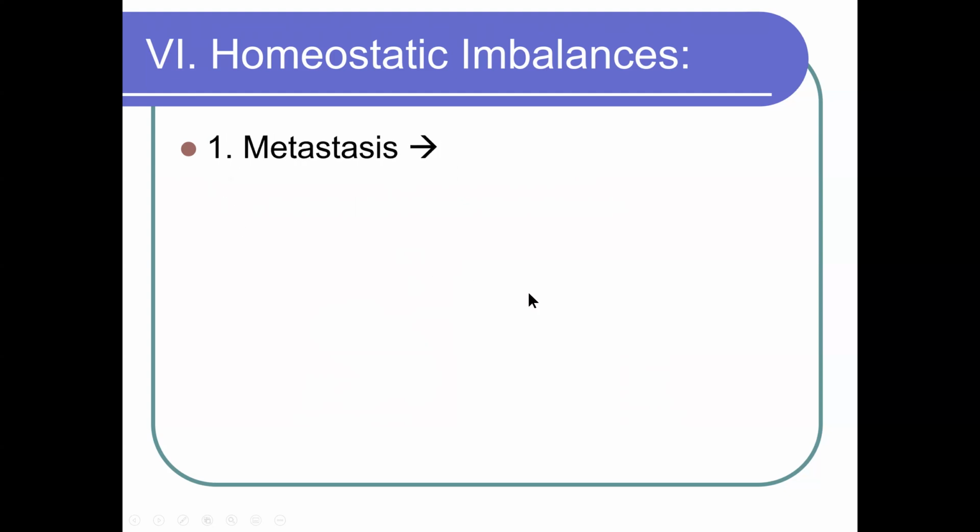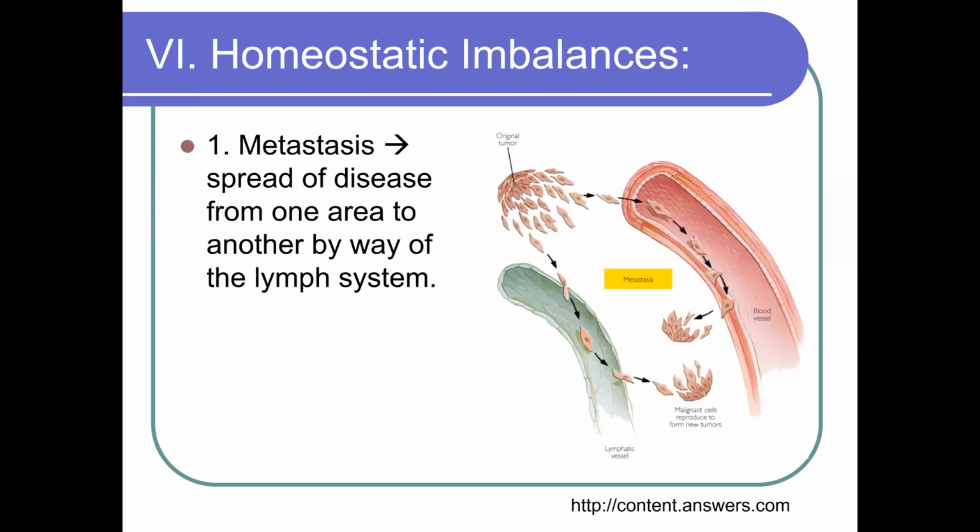One of the things we've mentioned was metastasis. Okay, spread of disease from one area to another by way of the lymph system. You not only get metastasis of cancer, which is what we think of, but you get metastasis of an infection. So you can spread it by way of the lymph system, and as you can see, once it gets in the lymph system, the body will try to take care of it unless it's overwhelmed.